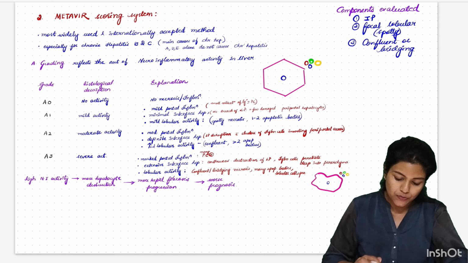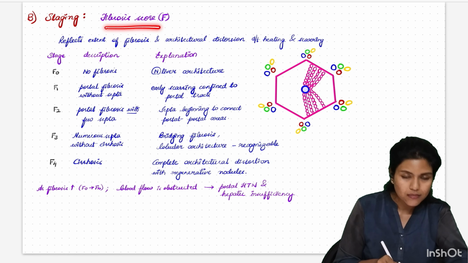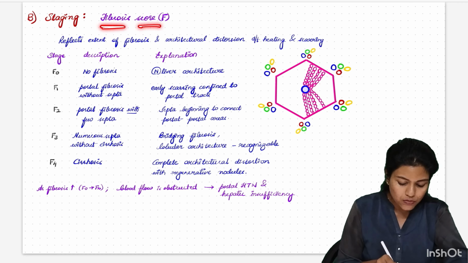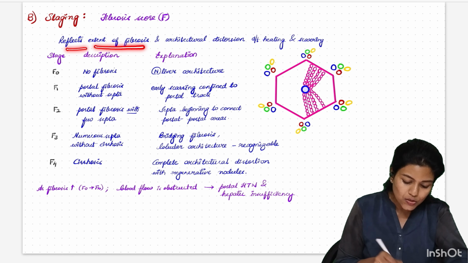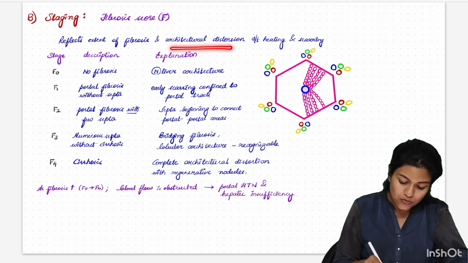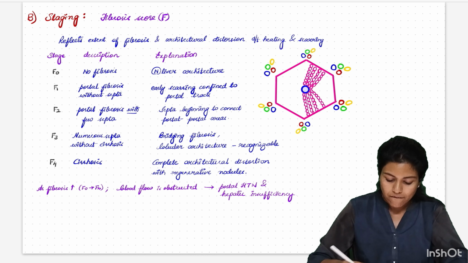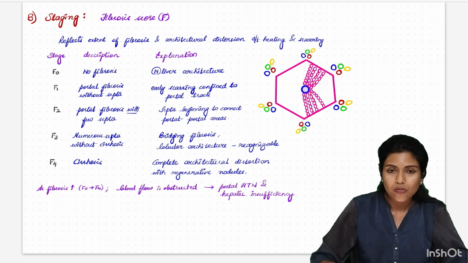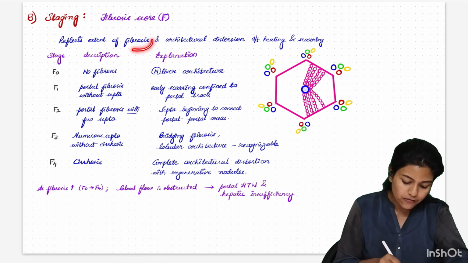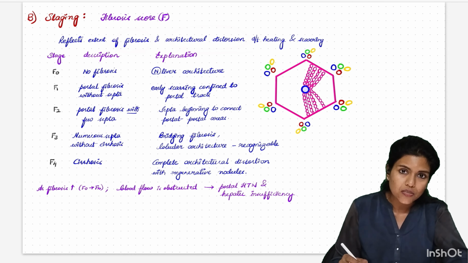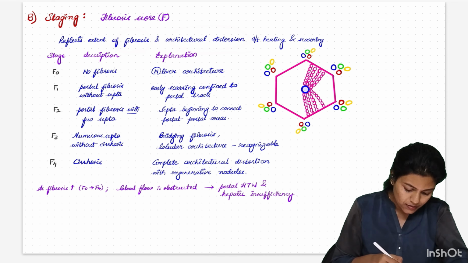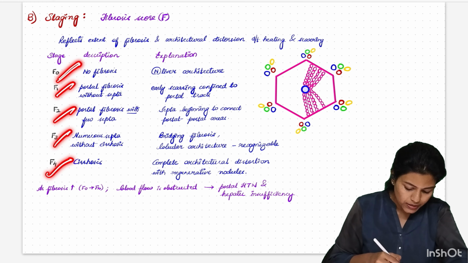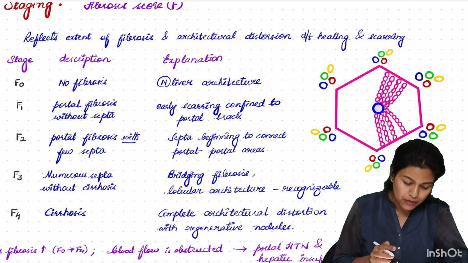Let's see the staging. Staging here again is reflective of fibrosis. Fibrosis scores are F. It reflects the extent of fibrosis and architectural distortion due to healing and scarring. Once fibrous deposition occurs, it will undergo healing, scarring and retraction. Because of this, the normal lobule architecture is lost. So the staging will reflect fibrosis and architectural distortion. Staging is classified from F0 to F4: F0, 1, 2, 3, and 4. Let's see one by one.